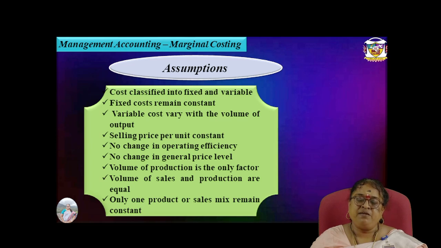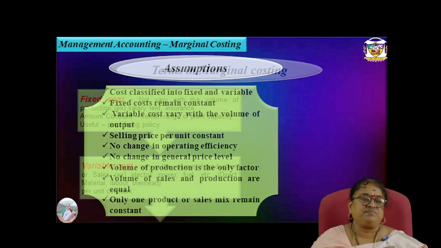Then at the same time, we have to assume that there is no change in operating efficiency, there is no change in general price level, then only one product or sales mix remains constant, then volume of sales and production are equal. The volume of sales, that is, whatever we produced, we are selling that product. For example, 100 units we produced, then we sold all 100 units. Those are the assumptions here.